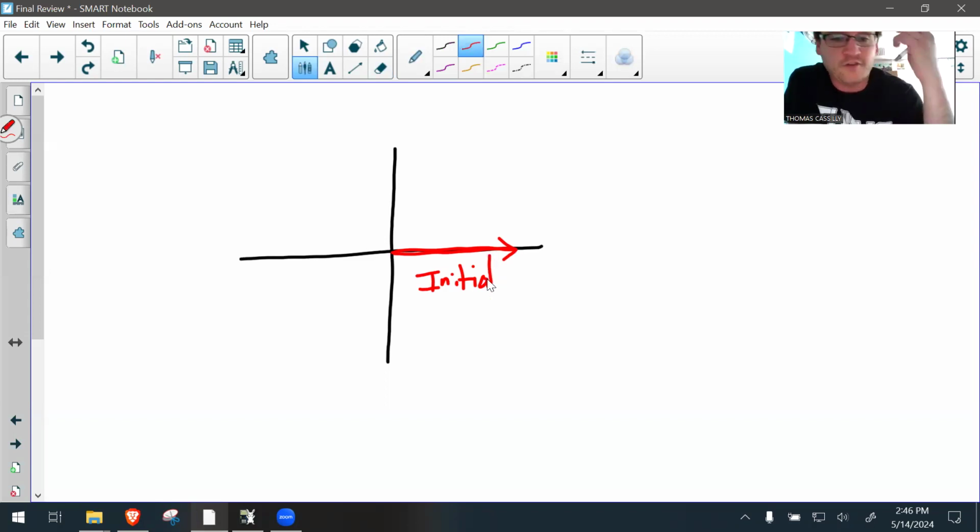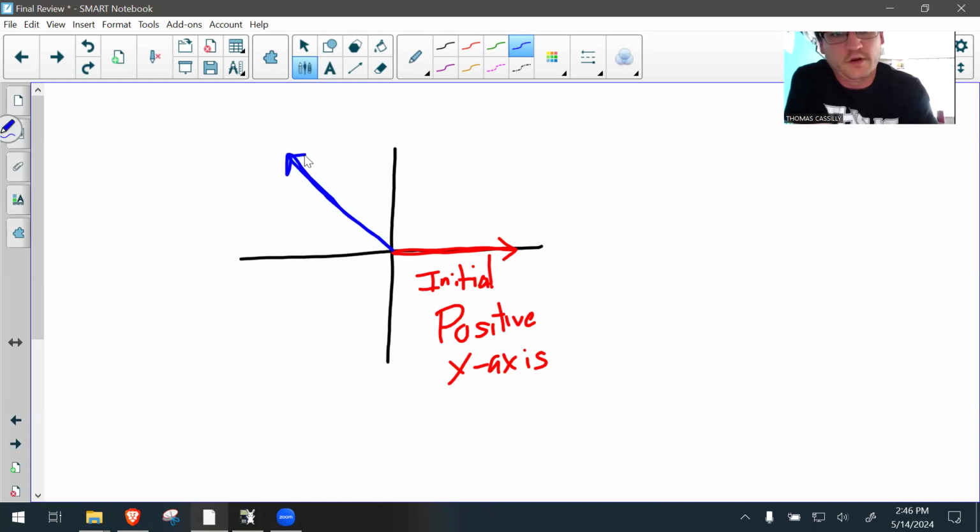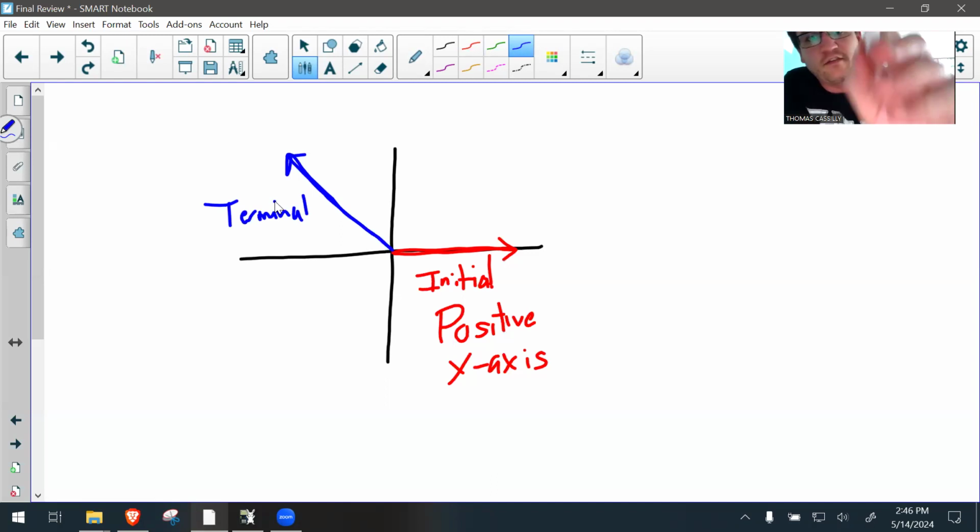We have the initial side is always on the positive x-axis. And then we have the terminal side. The terminal side was just somewhere else. Maybe it's here, maybe it's down below, whatever. This is what we call standard position. It always has to have a starting point on the x-axis, and this was our angle measure.